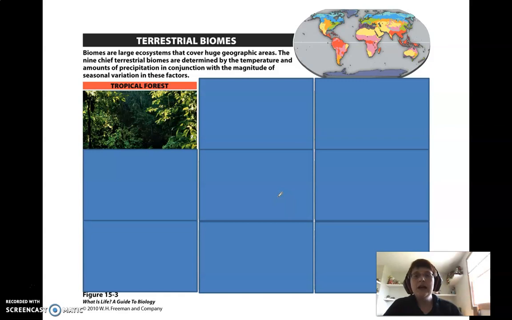So what we're going to look at now is some of the different terrestrial biomes. I'm going to talk a little bit about each of these and where they are found on the planet. And I'm actually going to start this in a new lecture so that I can get it all in one lecture. I don't want to run out of time. So I'll pick this up in lecture 2 for this chapter.